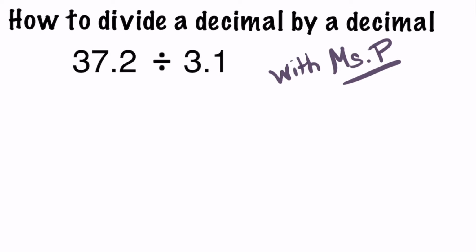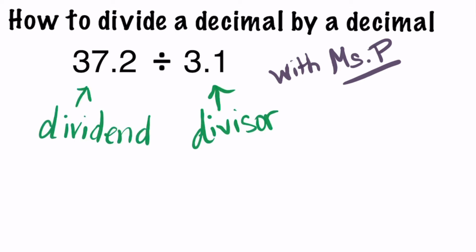Well, in the case of this problem, 37 and 2/10 divided by 3 and 1/10, the divisor and the dividend are both decimal numbers. So we know that the answer to that question, is the divisor a whole number, is no. But we do double check and we see that the divisor is a decimal number. Because we know that the divisor is not a whole number, we have to make it one.